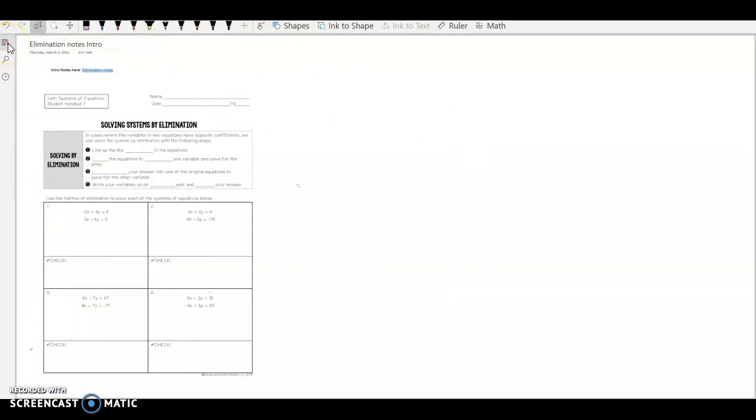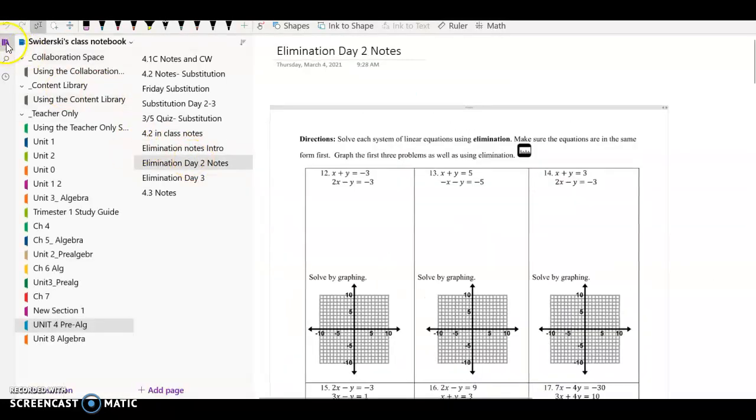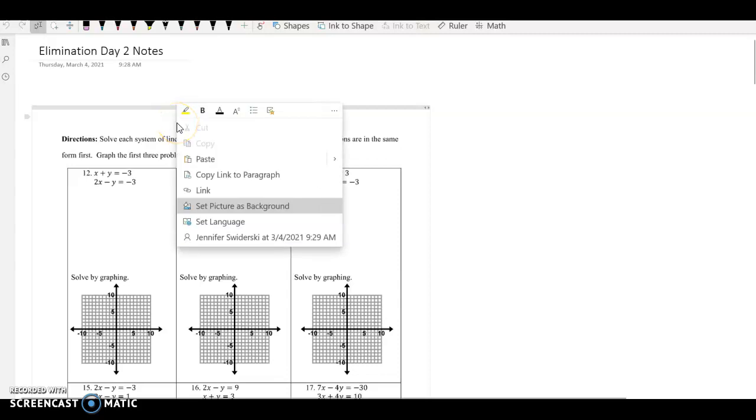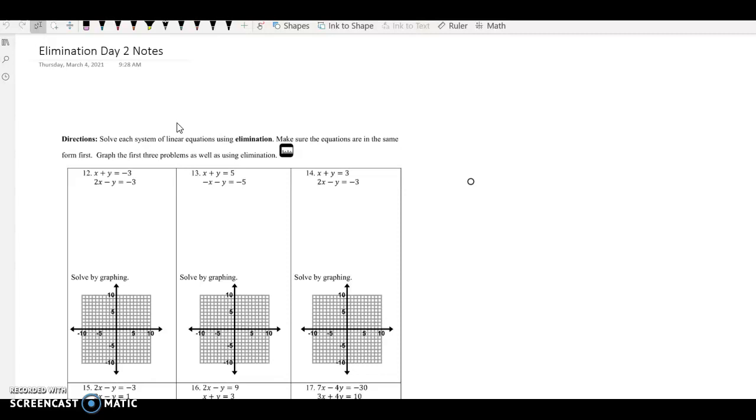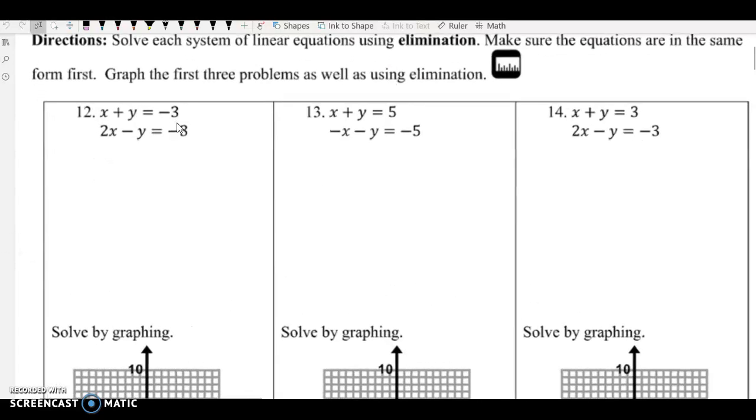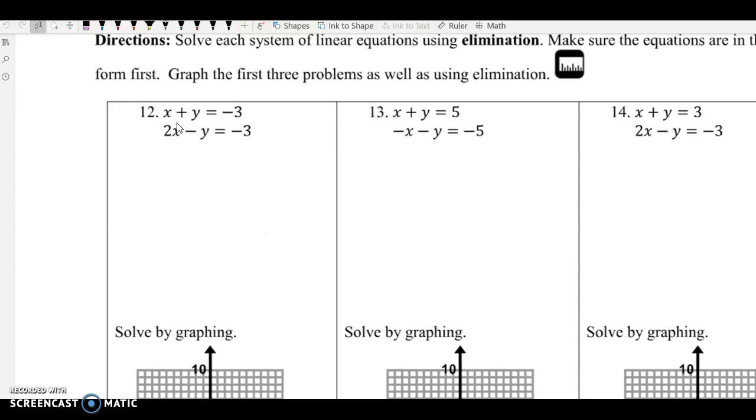All right, so the second page we're going to look at today is the Elimination Day 2 notes. We learned the past couple days about substitution and graphing, and we've been moving into this idea of elimination. So the main idea here is to make sure that when you're looking at your equation, you put an addition sign, just like yesterday, and we're looking to see if anything eliminates. Well, I see my y's eliminate. So 2x plus x will give me 3x, and then negative 3 minus 3 will give me negative 6.